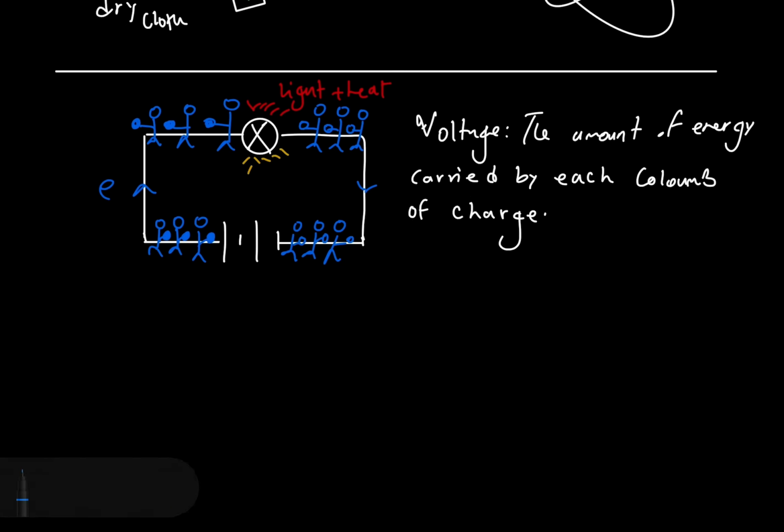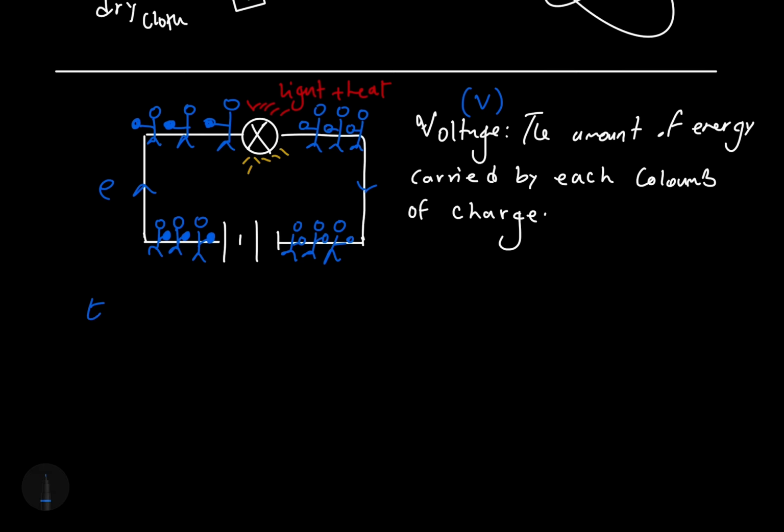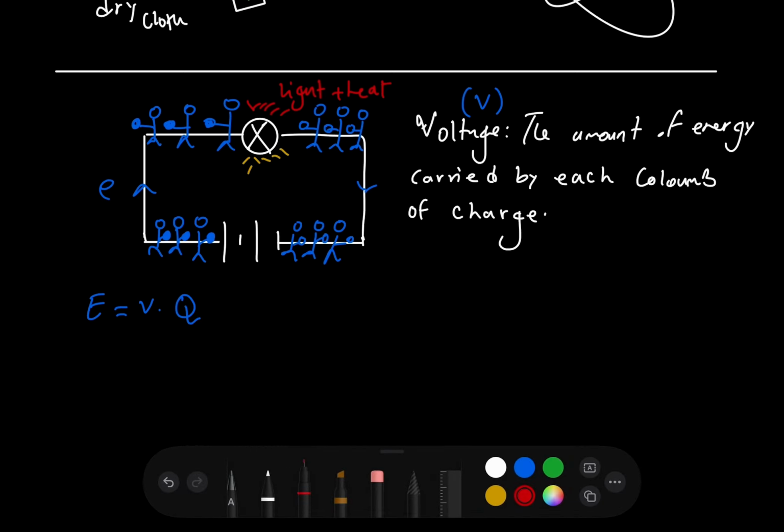Now, the symbol used to show voltage is V, but V is also used as the unit of voltage. That's why sometimes we use potential difference or PD. Now you can calculate the exact amount of energy in their backpacks by using the equation energy is equal to voltage times the charge. In this equation, Q is obviously the charge.